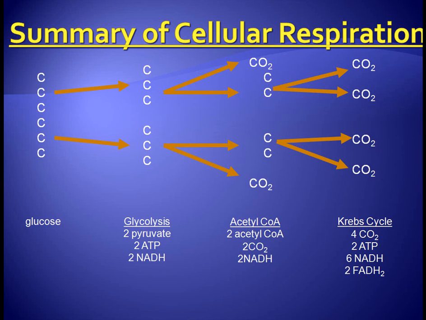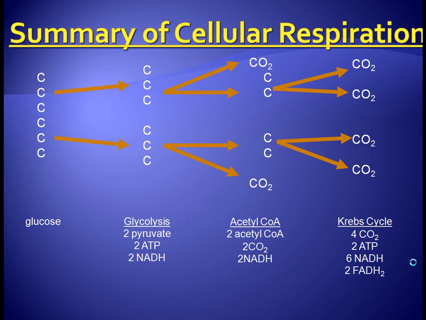Because each NADH, through the process of oxidative phosphorylation, converts to 3 ATPs. And each FADH2, through the process of oxidative phosphorylation, gives us 2 ATPs. So if we look here, we see that we have 2 NADHs plus 2 NADHs, that's 4, plus 6 is 10 NADHs. So the 10 NADHs made through these first 2 steps of cellular respiration have the ability to be converted to 30 ATP molecules via oxidative phosphorylation.